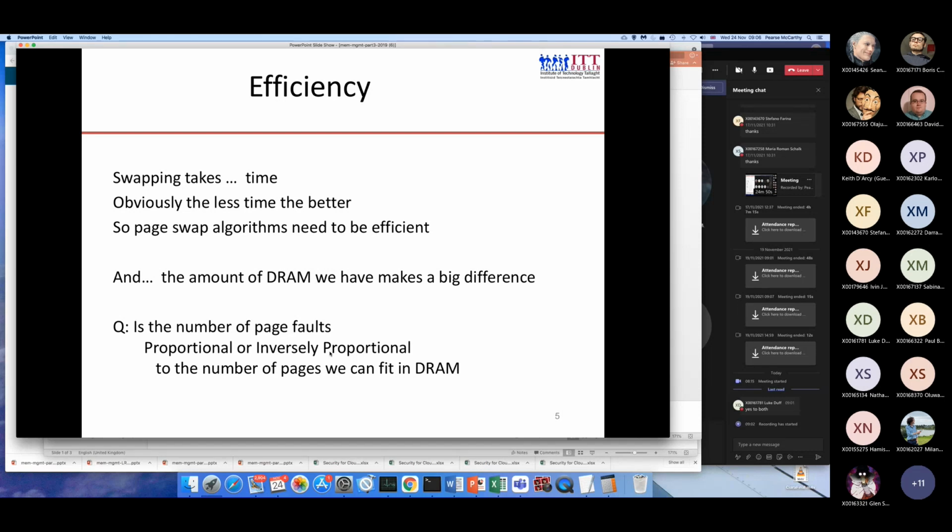And you've all seen this. If you don't have enough DRAM, you run Excel, Word, Chrome, whatever, all at the same time, and the thing crawls. That's because it's swapping stuff in and out all the time. So the amount of DRAM we have makes a big difference.